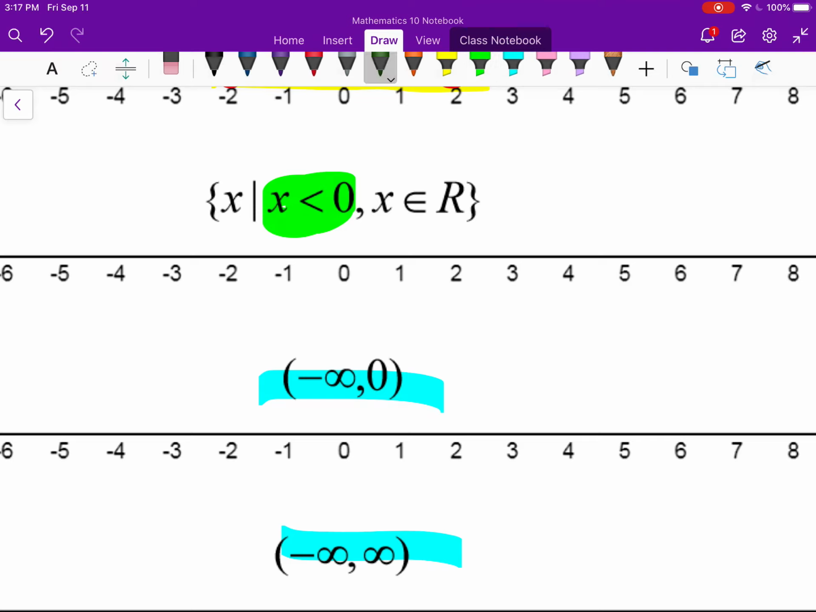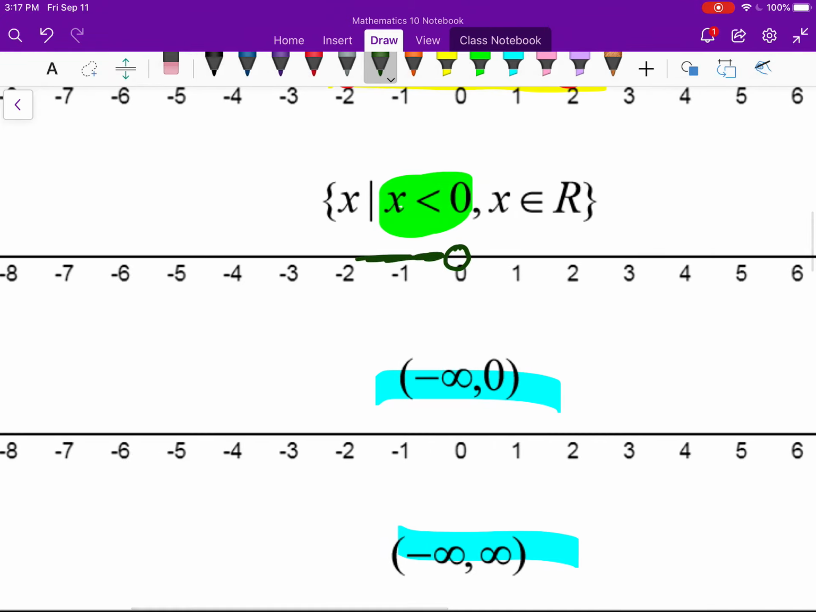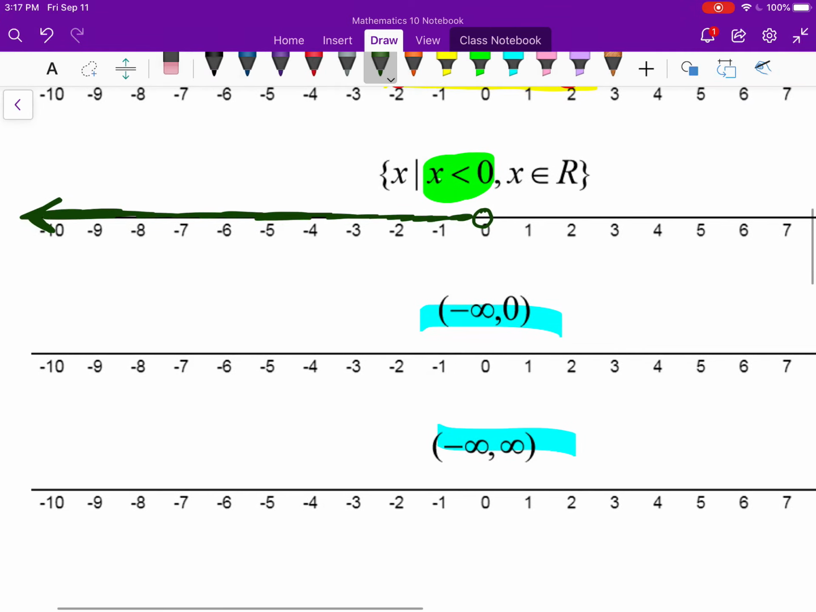Well, I find 0 and I put an open circle around it because it says x is less than 0, not less than or equal to. And then I just fill in everything to the left, because everything I'm filling in to the left of 0 are numbers less than 0. And again, it goes on forever, so I put the arrow there. And now that's what that means.